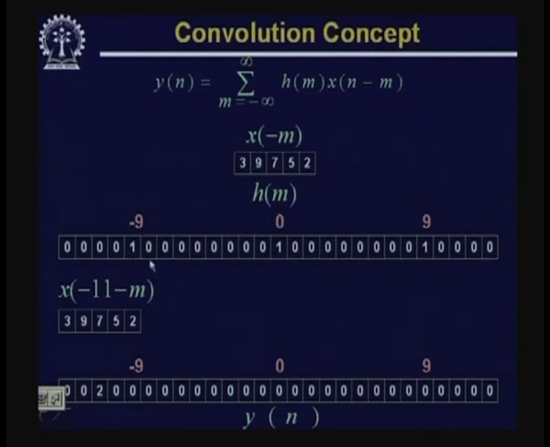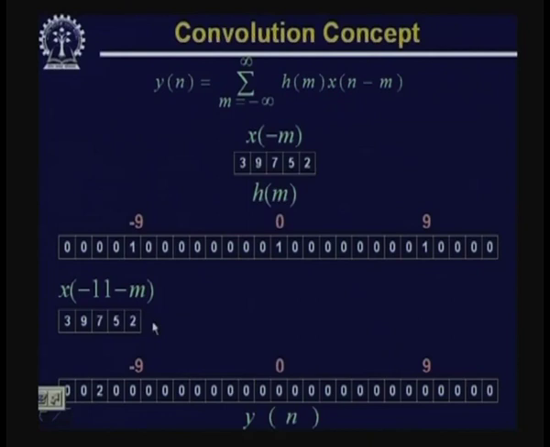So, if I want to take the value of y[minus 11], what I have to do is give a translation of minus 11 to this particular signal x[minus m]. So, it comes here, then I have to take the summation of this product from m equal to minus infinity to infinity. So, here you find that I do point by point multiplication of these signals. Here 0 multiplied with 3 plus 0 multiplied with 9 plus 0 multiplied with 7 plus 0 multiplied with 5 plus 1 multiplied with 2. So, the value that I get is 2, and this 2 comes at this location y[minus 11].